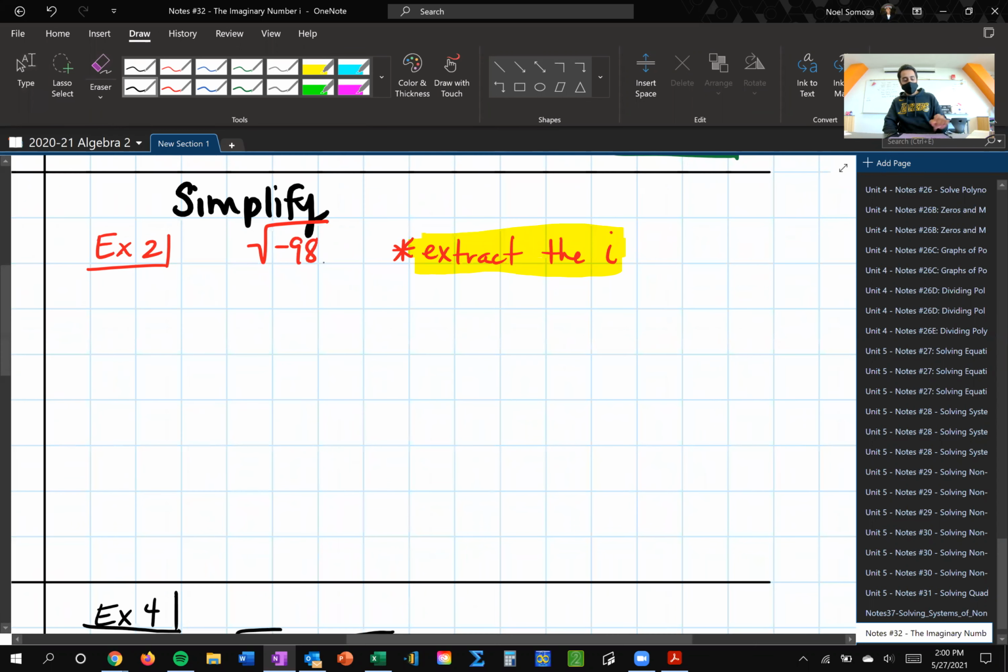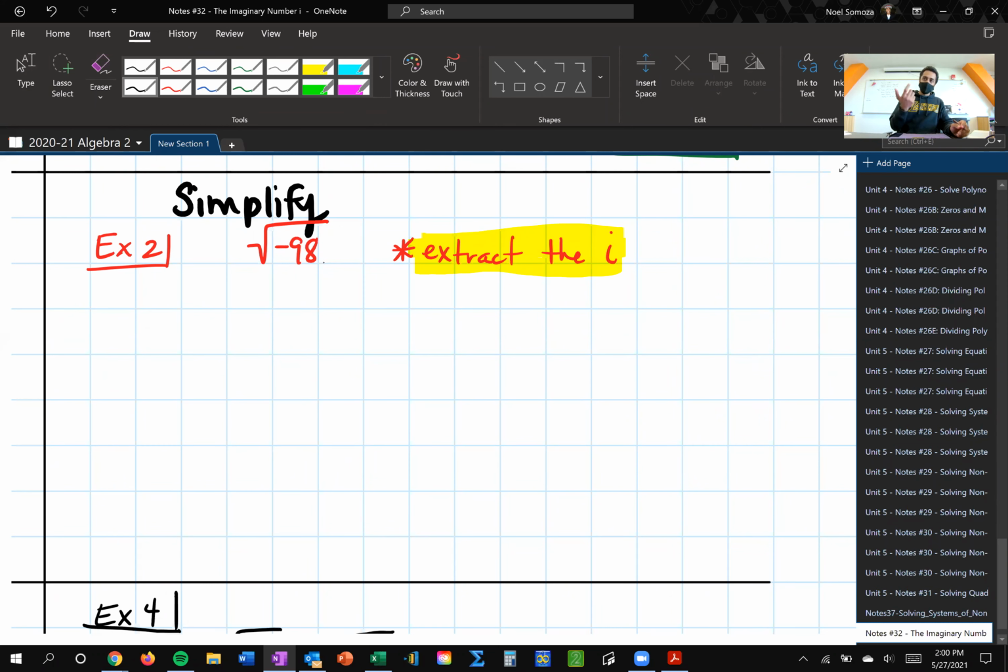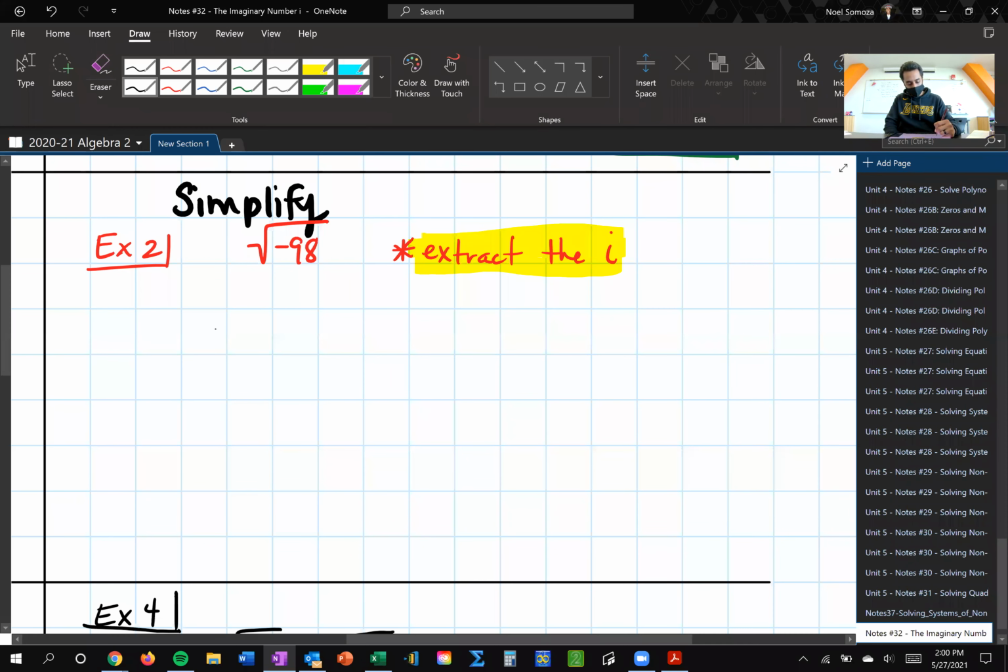We have a larger number now, 98. The first thing you want to do whenever you do have a negative inside the square root is extract it. So I like to use the term extract, basically like pull it out. So what did we just learn? We learned that this square root of -98 could also be written as the square root of 98 times -1.